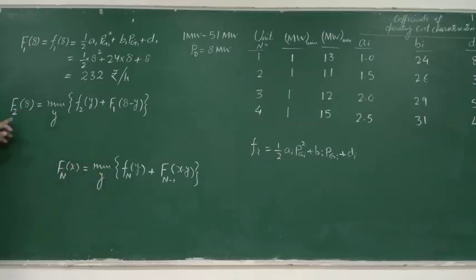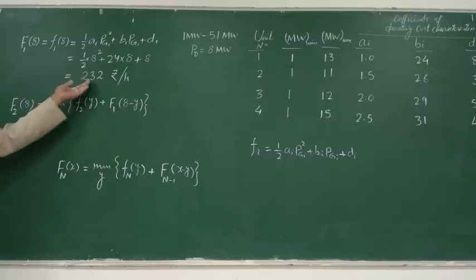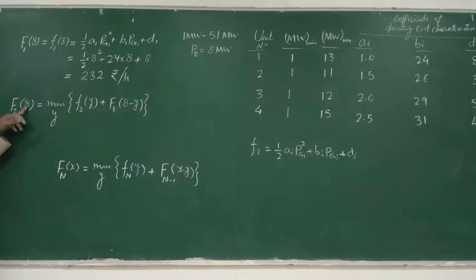You know what F2(8) is? The minimum cost you are going to evaluate. Your target is minimum cost. If that cost is lesser than this, then you will accept. If the minimum cost evaluated when 2 units are operating is more than this, then no need to select 2 units. For this demand, 1 unit will be enough. That will be optimal, isn't it? So your next step is to evaluate the minimum cost of meeting this demand of 8 megawatt by 2 units.